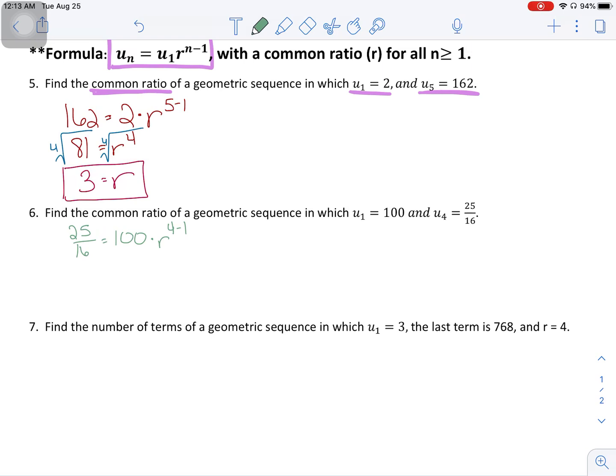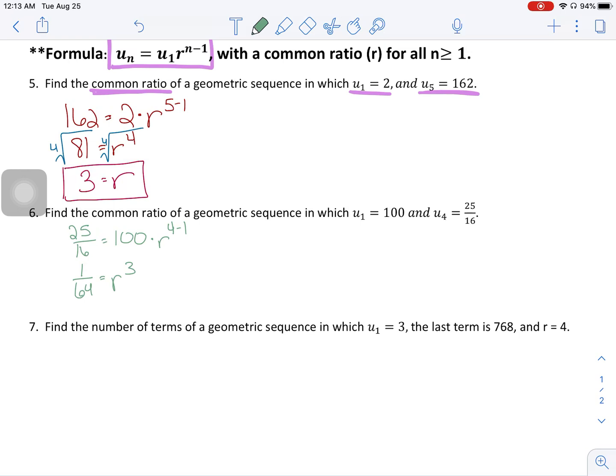All right, so I need to take this 100, and I want to divide 25 over 16 by 100. So let's see what happens there. 25 over 16, and I want to divide by 100, making sure I have everything in parentheses that I need. That is one wacky little decimal there. So it looks like 1 over 64 is going to equal r to the 3rd.